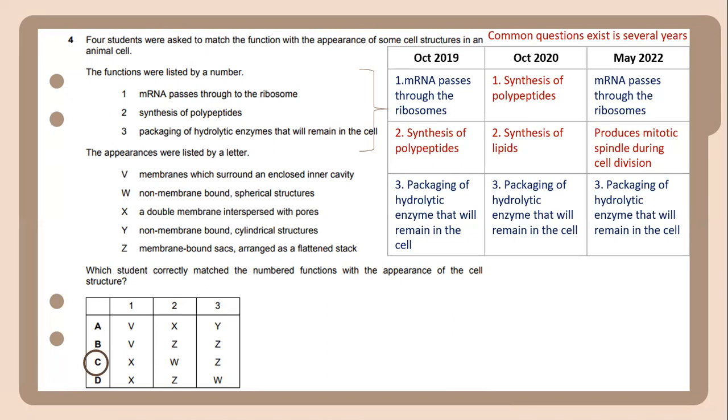And let's look at what the question is. The question is, which student correctly matches the numbered functions with the appearance of the cell structures? So we know that the answer is C. mRNA passes through to the ribosome correlates with a double membrane interspersed with pores, and synthesis of polypeptides refers to non-membrane bound spherical structures. And packaging of hydrolytic enzyme that will remain in the cells would be membrane bound sacs arranged as a flattened stack.